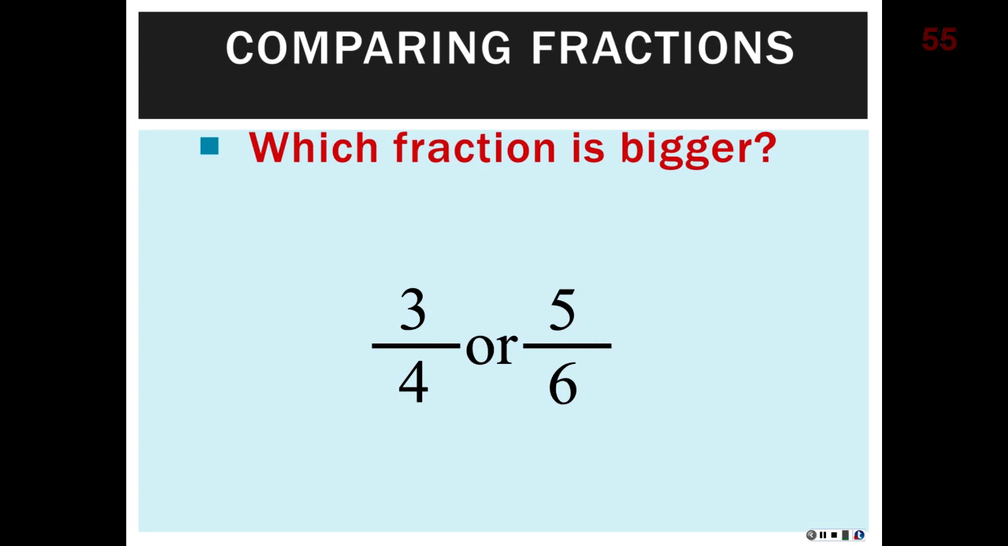Take the denominator of one and multiply it with the numerator of the other. Answer goes with the numerator. So what's 4 times 5? 20. What's 6 times 3? 18. Which is bigger? 5/6.